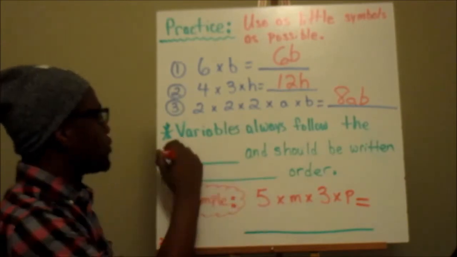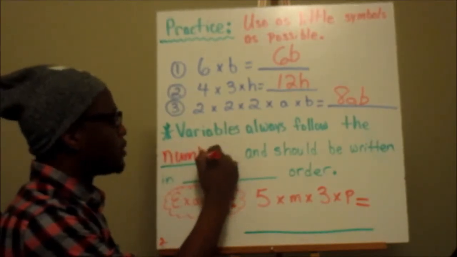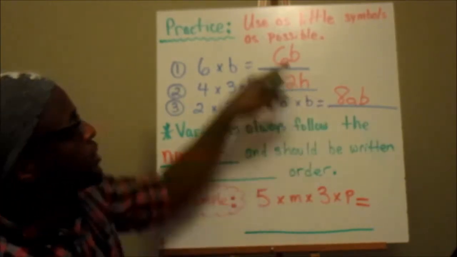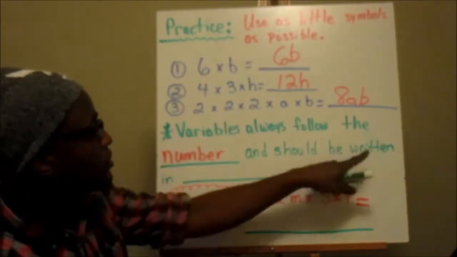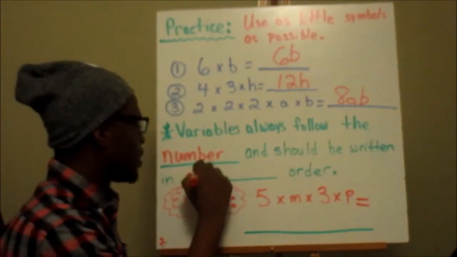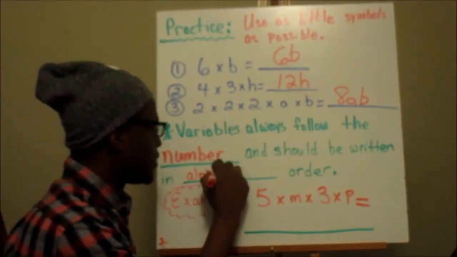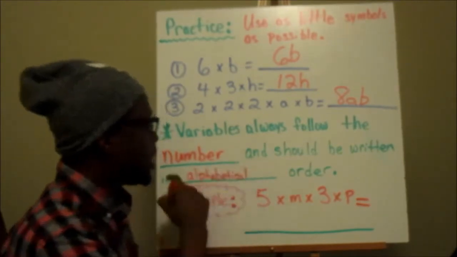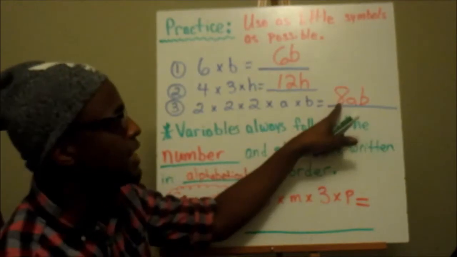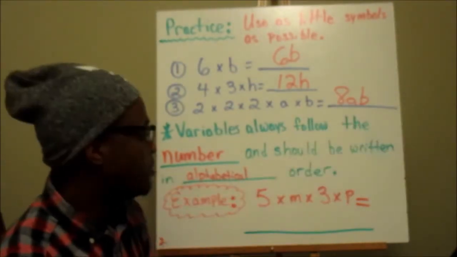Alright? Just an important note that you want to get down. Variables always follow the number. So you will never have b6 or h12. The number always will come first. And the letters, the variables, should be written in alphabetical order. So if you see, like in this example, we wouldn't put the b before the a. We'll put 8ab. So we put the letters in alphabetical order.